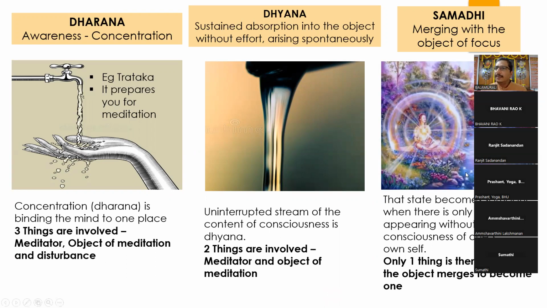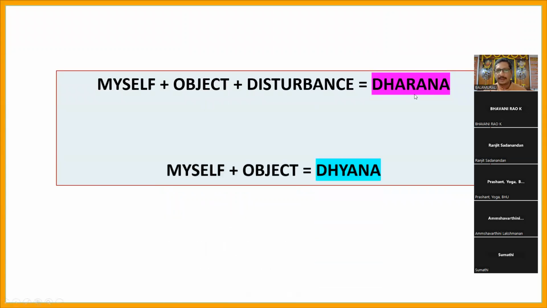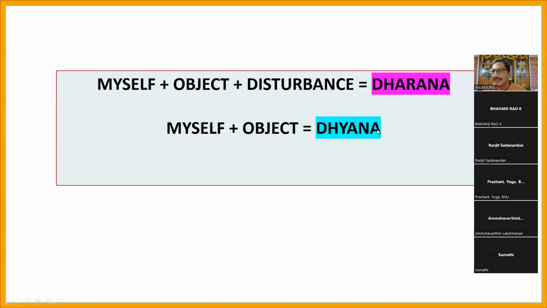What is samadhi? Merging into one. I am absent. Only the object is there. This is samadhi. So to remember, this is the first thing: myself plus object plus disturbance, this is dharana. Myself and object is dhyana. Only the object is samadhi. Is it clear? Any doubt on this?